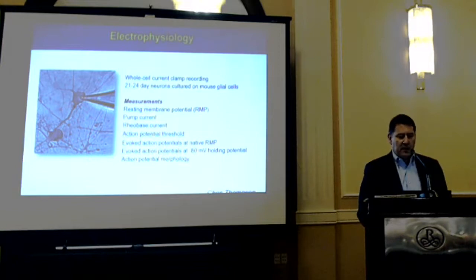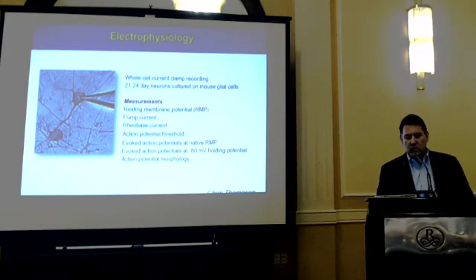We do this one cell at a time. Here's a picture of a cell that exhibits a red color. Attached to it is what looks like a giant probe. This is actually a very tiny probe, it's just blown up in the microscope. But this is a patch pipette, so-called, that allows us to make these measurements.